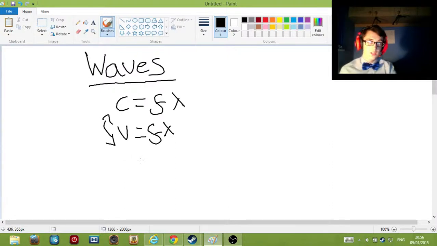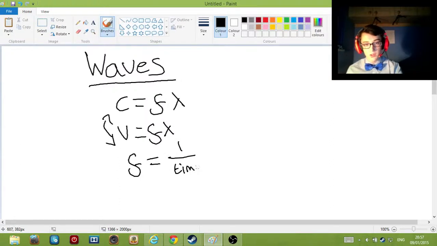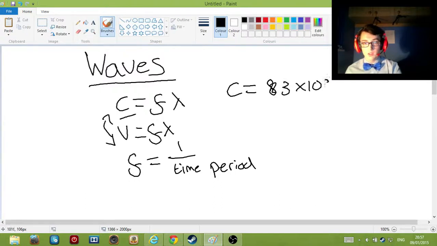And another one is frequency equals 1 over time period. Okay, now what these mean is c, which we call the speed of light, which is c equals 3 times 10 to the power of 8 meters a second to the minus 1. So this is the speed of light in a vacuum.